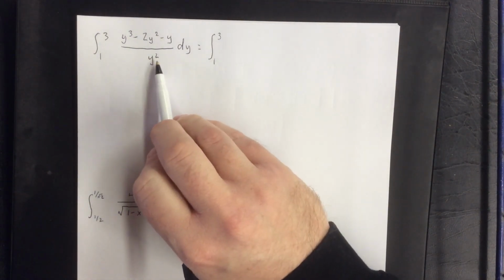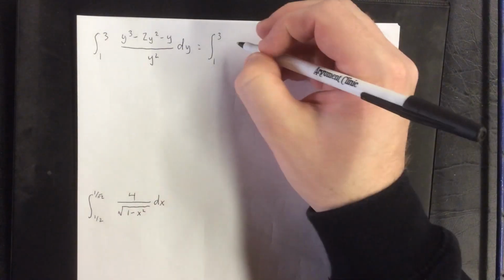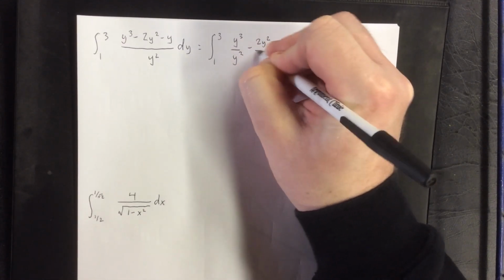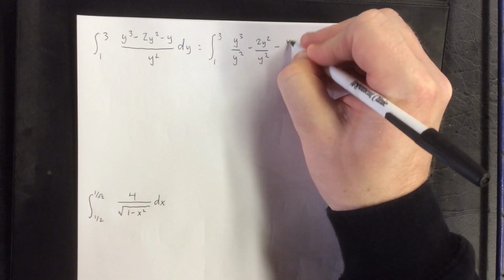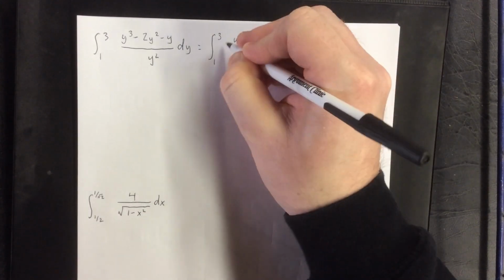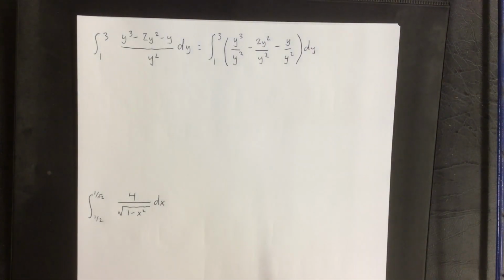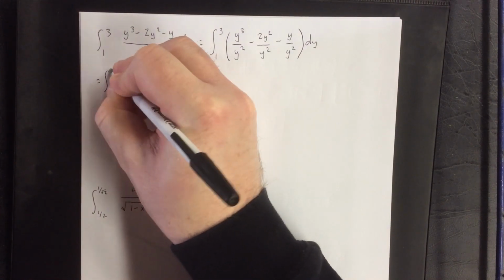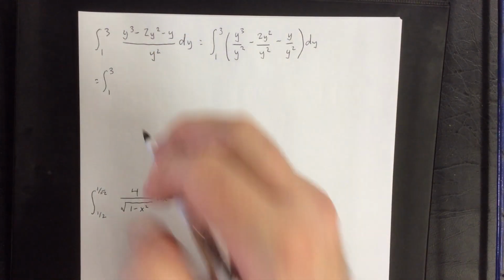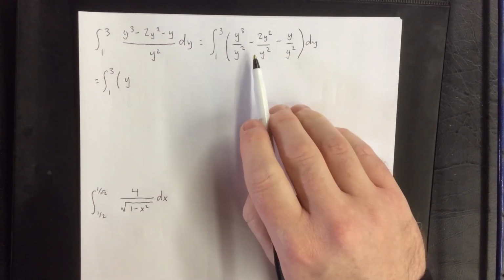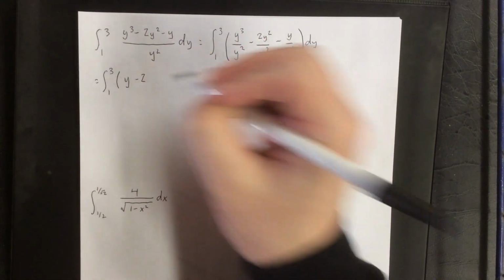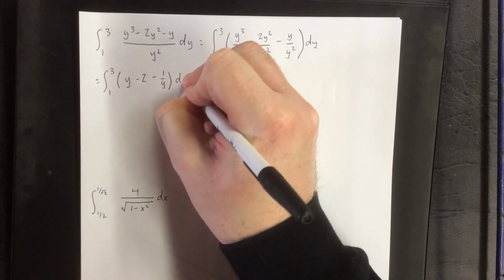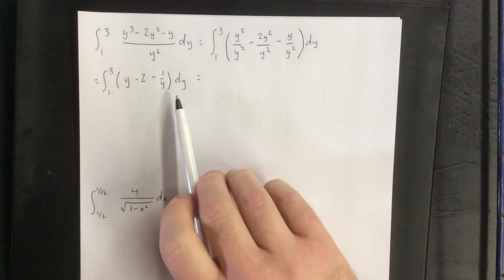By that I mean I'm going to distribute this y squared through to all three terms in the numerator. That'll be y cubed over y squared minus 2y squared over y squared minus y over y squared dy. Using algebra to simplify all of these, we'll get the definite integral from 1 to 3 of y cubed over y squared, which is y, minus 2y squared over y squared, which will be minus 2, and then minus y over y squared, that'll be minus 1 over y. In this form, all three terms are ready to be integrated with respect to y.